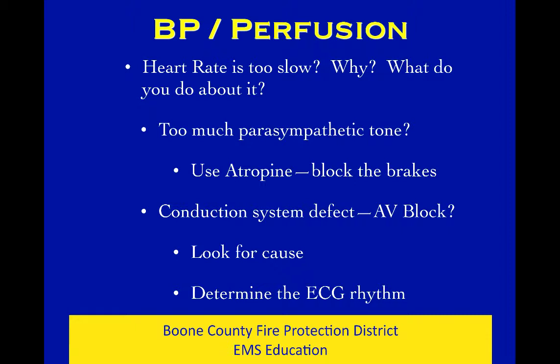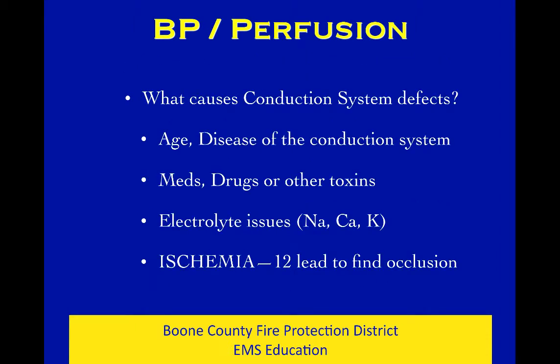And so maybe there's a conduction system problem. Maybe there's an AV block that's causing this bradycardia. Look for that cause. Determine that rhythm. Know which rhythms atropine will work for and which ones atropine will not work for. So the first thing we're going to do is to try to deal with the brakes. It's drive-through medicine. It's like you're sitting at the drive-through. It's time to move up and pay your bill or get your food. What do? Well, you take the brakes off first. If that doesn't get you moving where you need to, then you push on the gas.